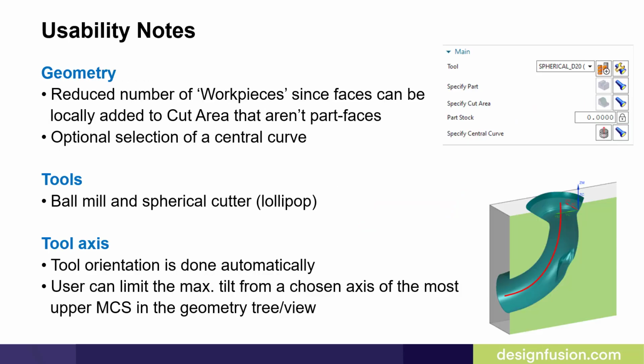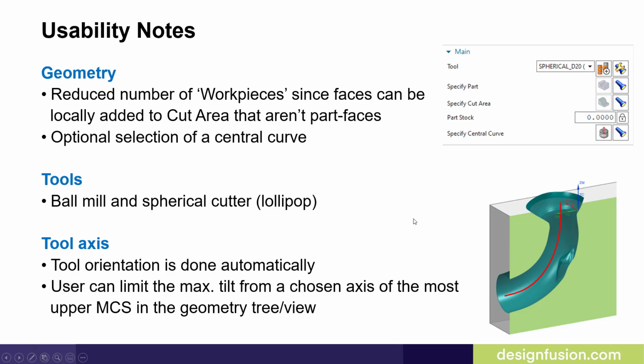Usability notes. With geometry, you have a reduced number of work pieces since faces can be locally added to cut areas that aren't part faces, and there's an optional selection of a central curve. I recommend using the central curve, especially in complex ports, and this can be created with the spline command. For tools, you can use either a ball mill or the spherical cutter tool. Some people call it the lollipop tool.